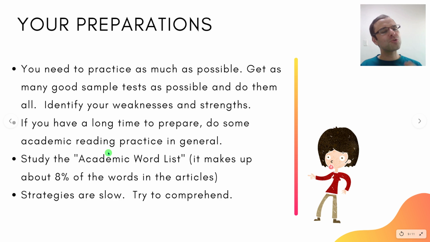Next up, you should really study what's called the academic word list. This is a list of the 500 most common words in academic writing. And surprisingly, those 500 words make up about 8% of everything in the TOEFL reading articles. That's a lot. So if you totally know these words, your comprehension of the articles will increase quite a lot. So I'm going to put a link to those down below in the comments as well.